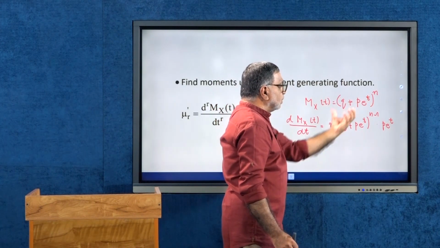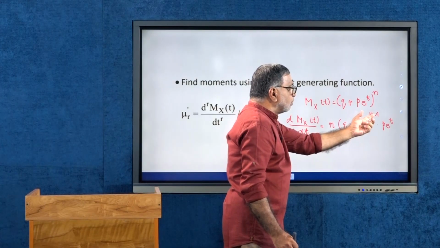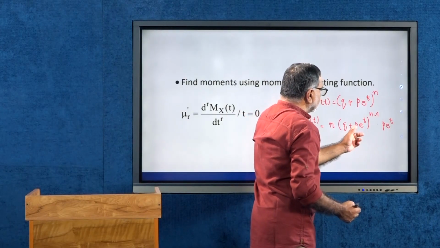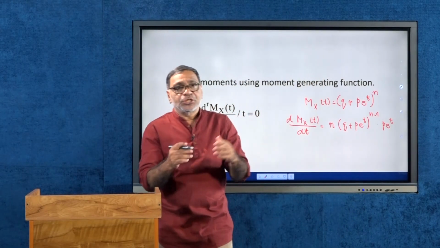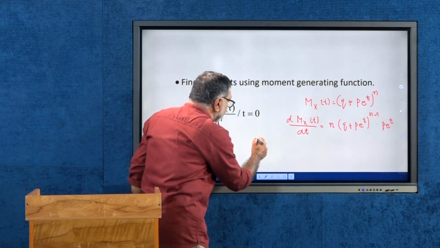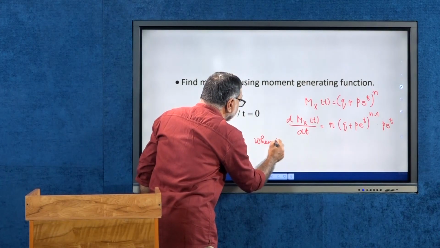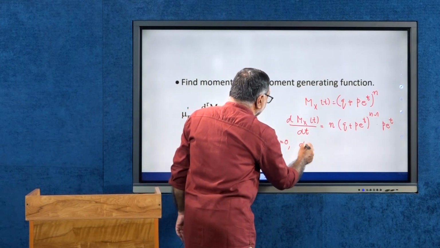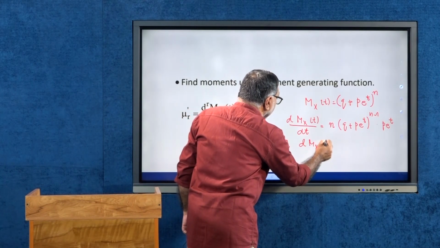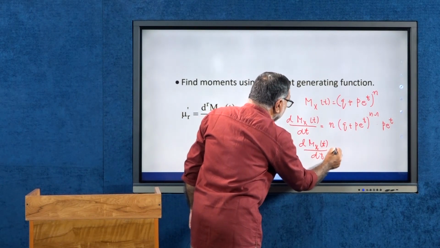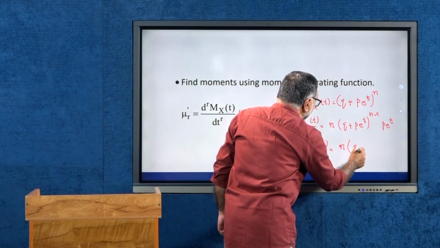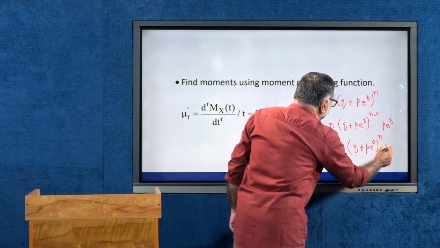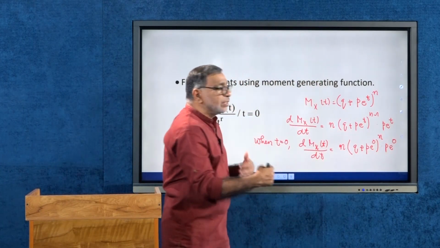So, when you differentiate, you will get n into (q plus p e power t) all power n minus 1 into the derivative of q plus p e raised to t, that is, the derivative of p e raised to t is p e raised to t itself. And when t is equal to 0, what will be the value of the derivative of the moment generative function? It is equal to n into (q plus p e power 0) all power n minus 1 into p e power 0. That is, you change t equal to 0.